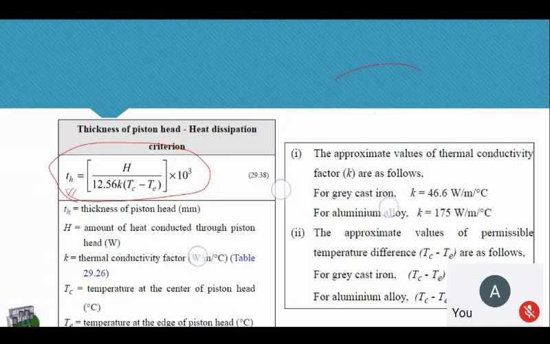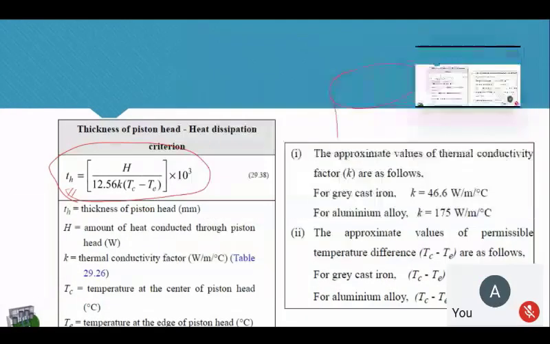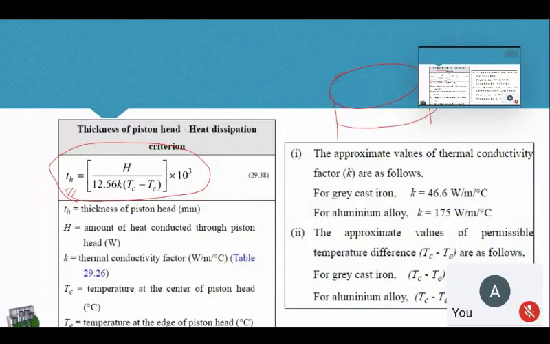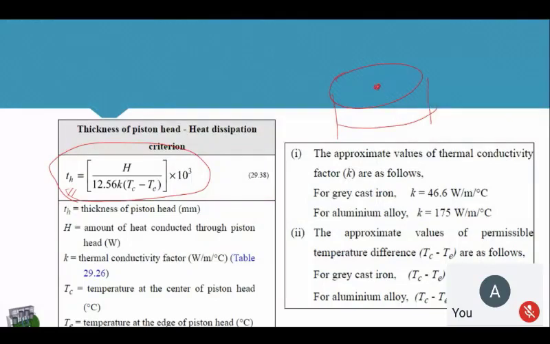Here, if this is the piston, for example, here you have the center of the piston, here you have the end of the piston. Certainly, because the combustion takes place ideally at the center, the temperature at this point will be more than the temperature at this point. This is TE. TC is nothing but the temperature at the center of the piston. TE is nothing but the temperature at the end of the piston.